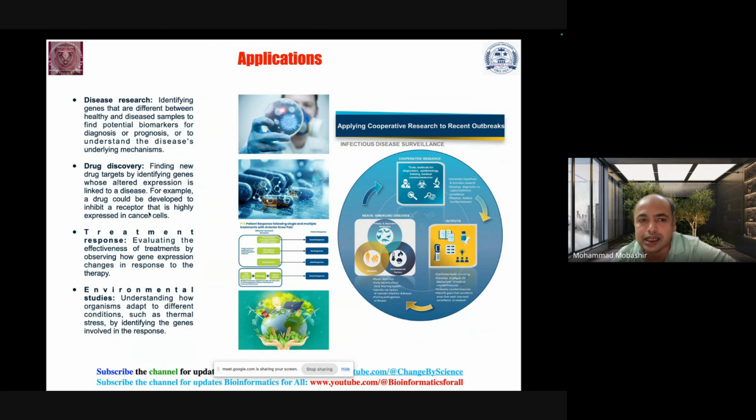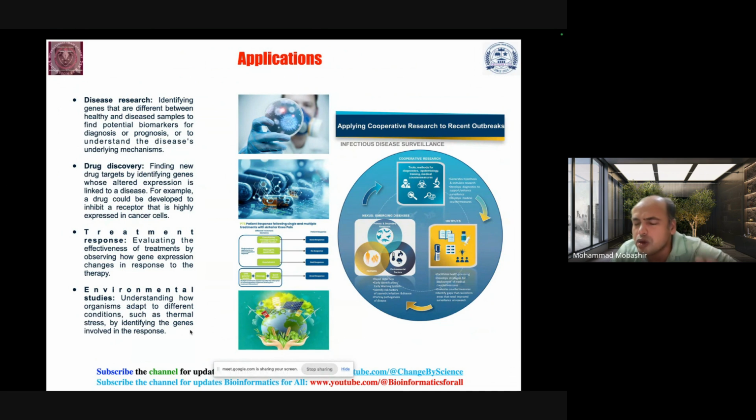For example, a drug could be developed to inhibit a receptor that is highly expressed in case of cancer cells. Now, the third application is treatment response, evaluating the effectiveness of the treatments by observing how gene expression pattern changes in response to the therapy or drug treatment. Then the next application is environmental studies, understanding how organisms adapt to different conditions such as thermal stress by identifying the genes involved in the responses.